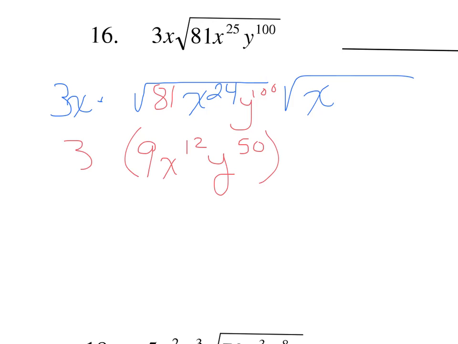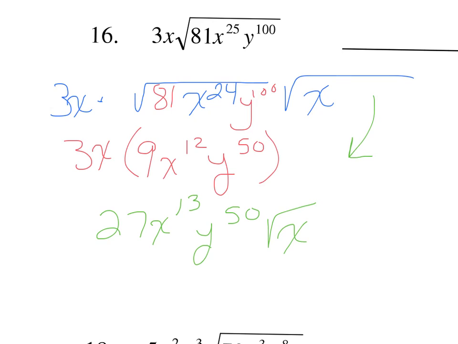And that's going to get multiplied times this 3x that was out front. And that gives us 27, x to the 13, y to the 50. And these that are under the not perfects, they come straight down. So square root of x.